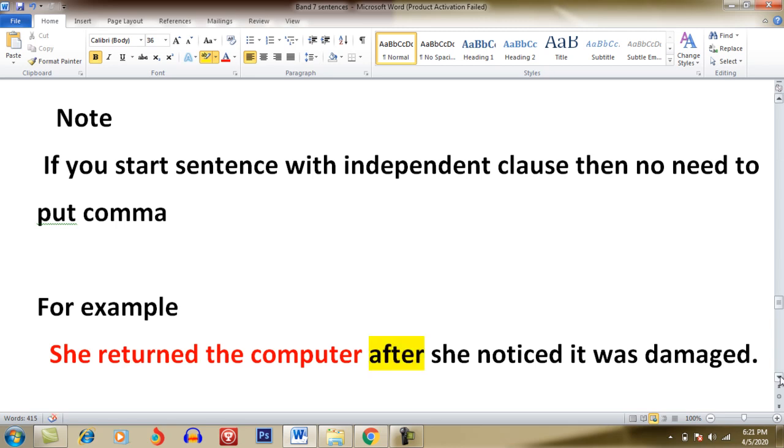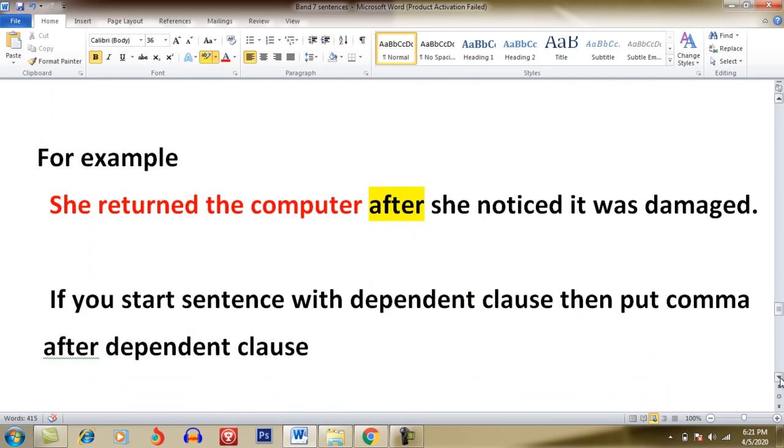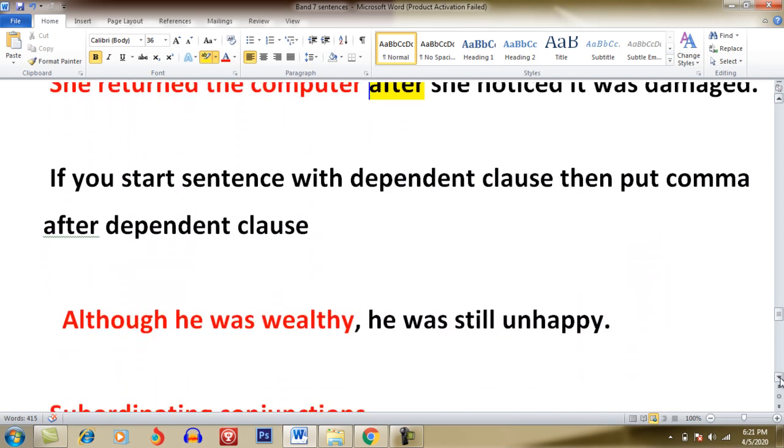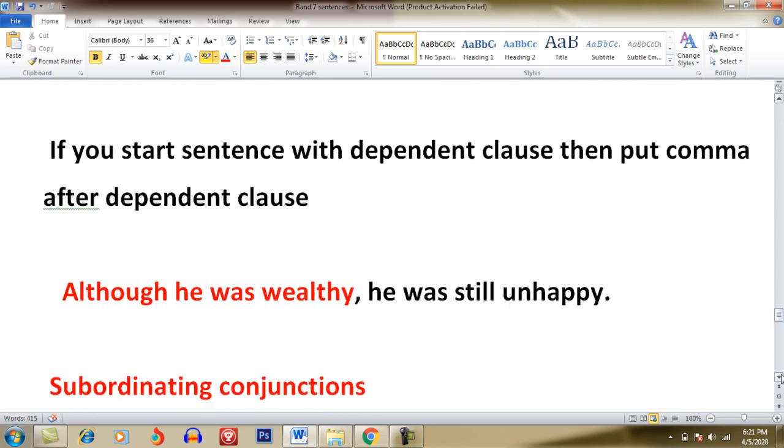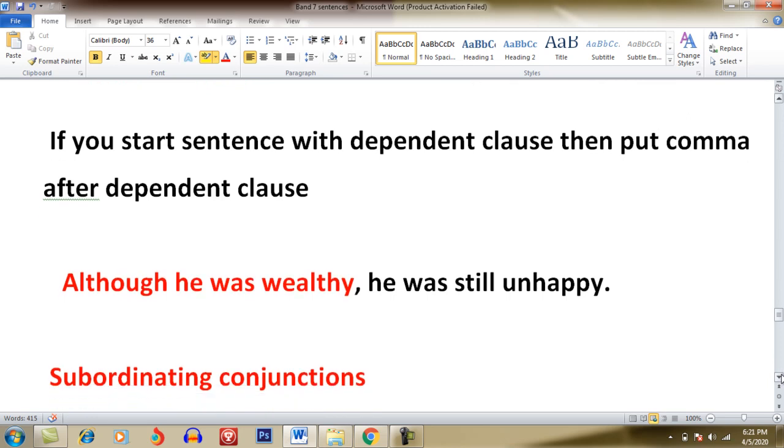But if you start your sentence with a dependent clause, for example, "Although he was wealthy, he was still unhappy." Now I have started my sentence with a dependent clause, so I have put a comma here. You have to learn this rule carefully. If you ignore this, you may face problems.